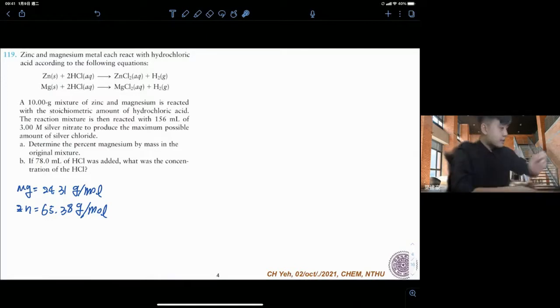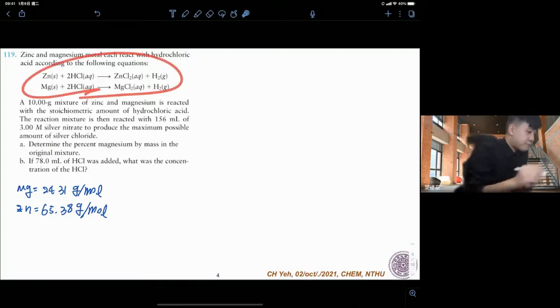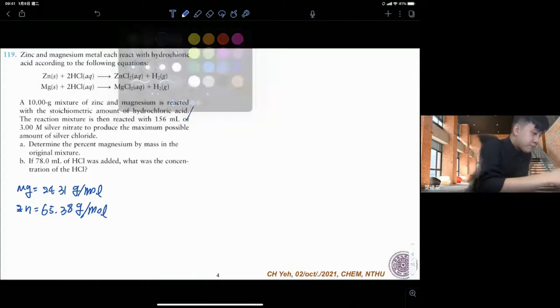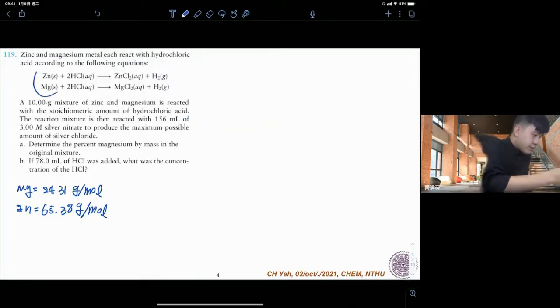First, let's talk about problem 119. Zinc and magnesium metal each react with hydrochloric acid according to the following equation. The equation is like this. A 10-gram mixture of zinc and magnesium is reacted with a stoichiometric amount of hydrochloric acid. Which means, what does it mean? It means that there's a mixture of these two, and hydrochloric acid is added, and the reaction happens like this. I think there's no question about this part.